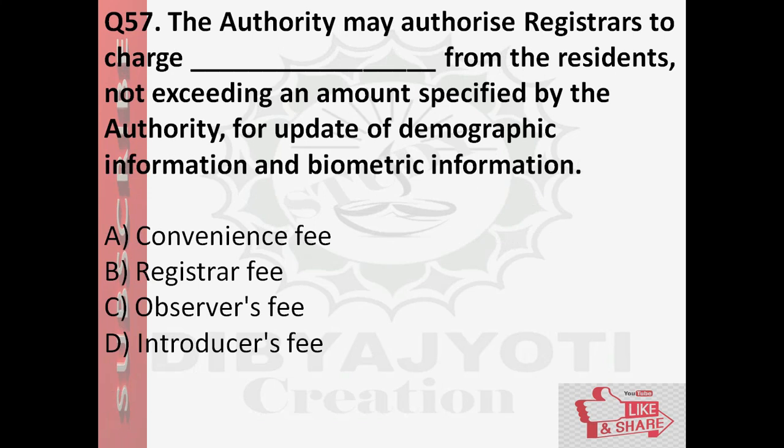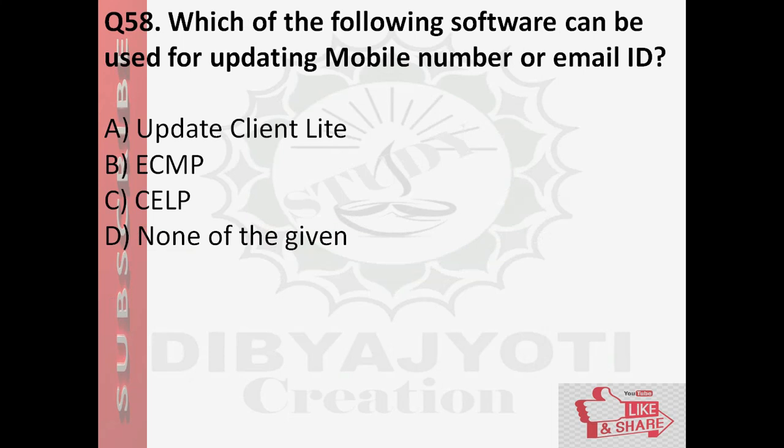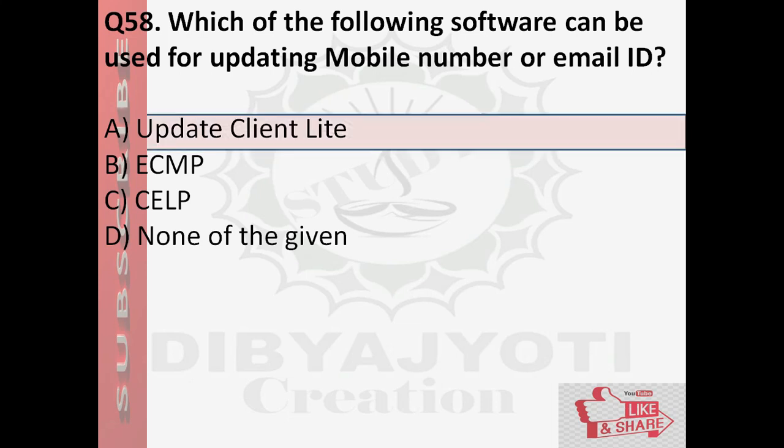Then question number 57. The authority may authorize registrar to charge dues from the residents not exceeding an amount specified by the authority for update of demographic information and biometric information. Option A convenience fee, registrar fee, observer's fee, introducer's fee, and answer is option A convenience fee. Question number 58. Which of the following software can be used for updating mobile number or email ID? Update client light, ECMP, CELP, none of the given, and answer is option A update client light.